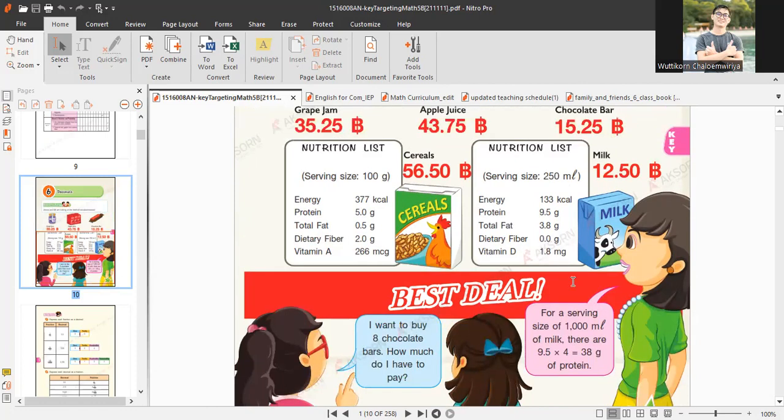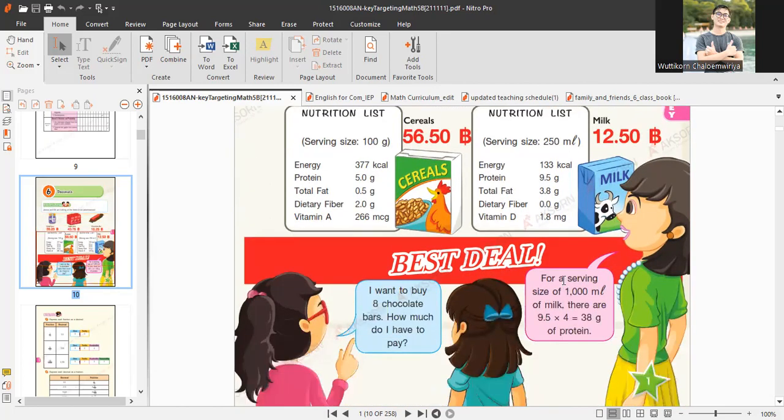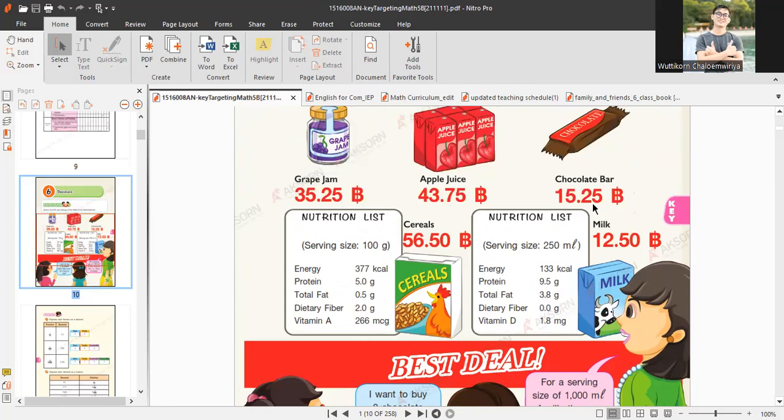So a bar of chocolate is 15.25 baht, or 15 and 2500 watts.